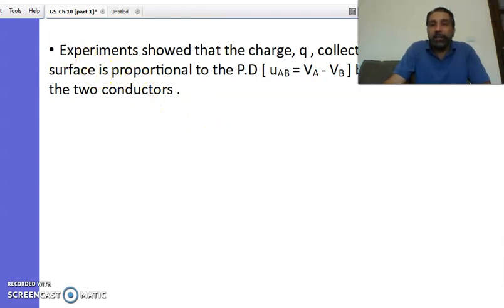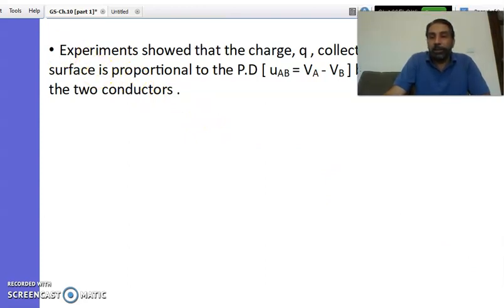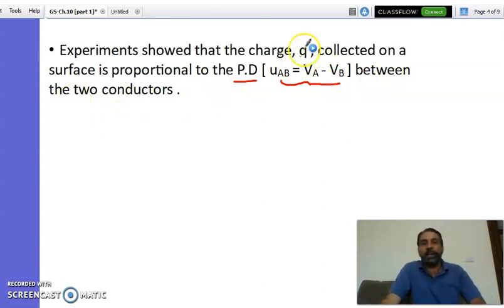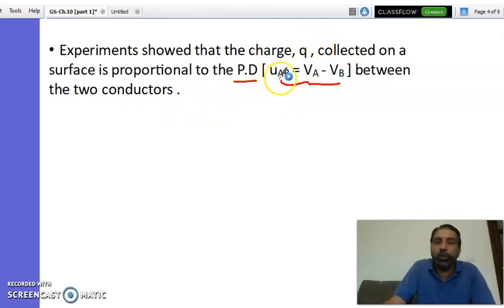In reality, experiments showed that the charge Q collected on a surface, I mean one surface of the capacitor, is proportional to the voltage, proportional to the potential difference, means voltage. This is the potential difference, UAB equal VA minus VB. You studied in Bac 1 and in first secondary, in reality, between the two conductors. Okay? So Q proportional to U.